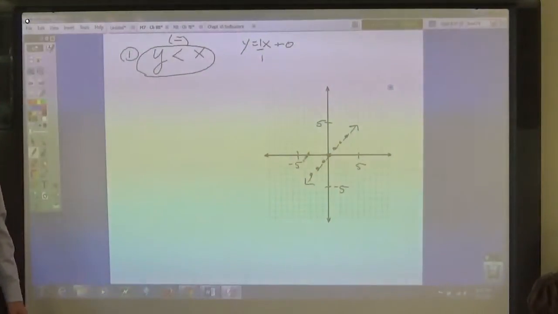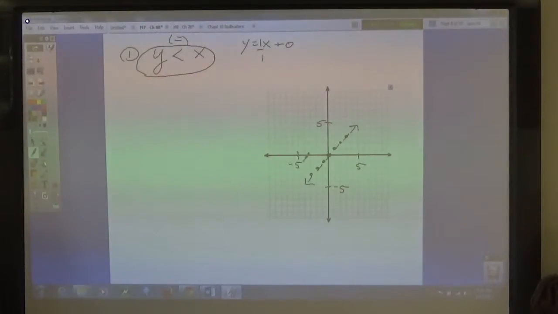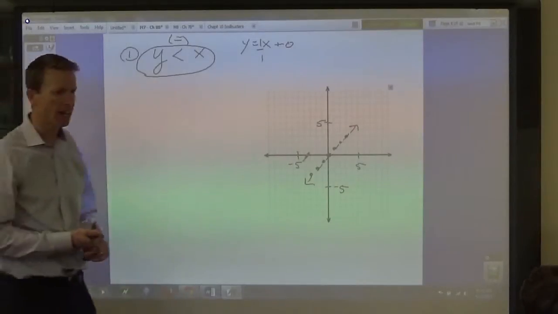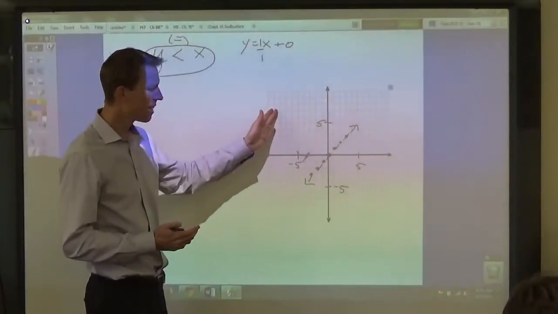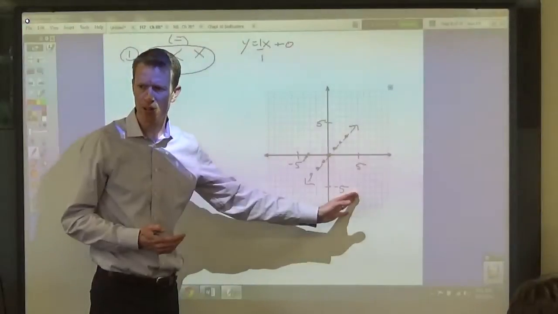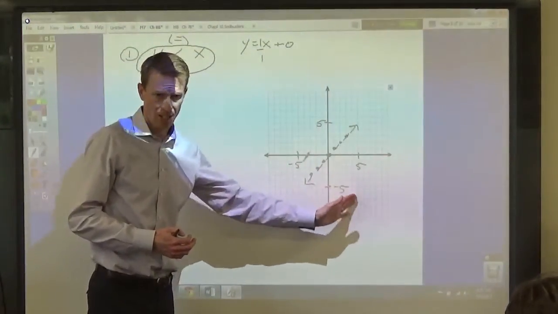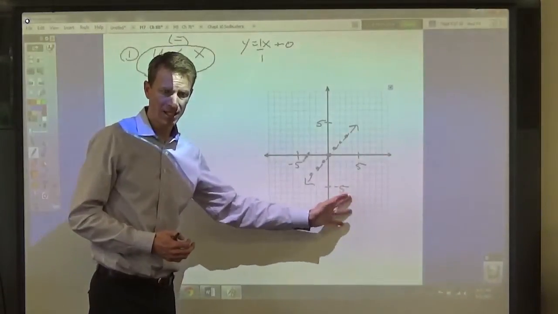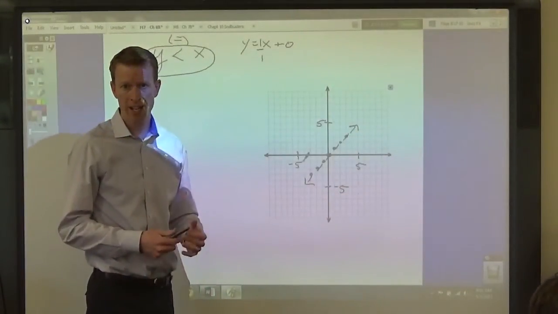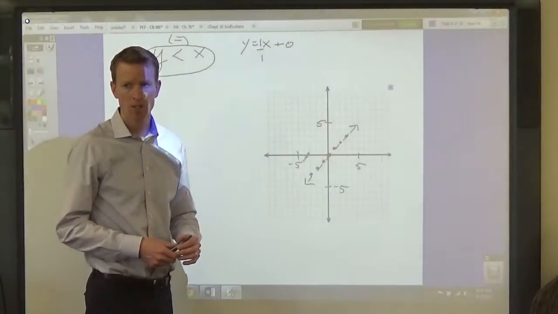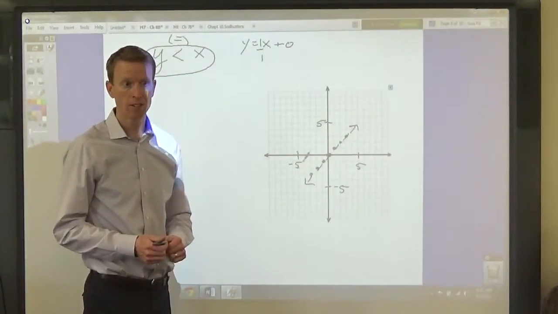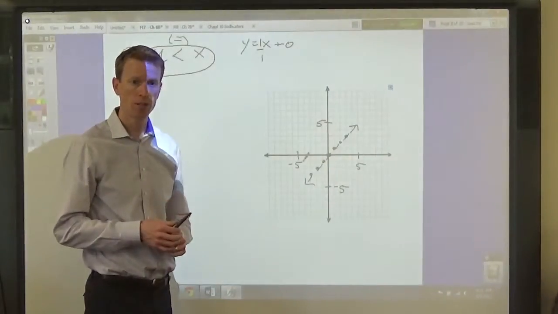Okay. Now, once we have our dashed line, we have to decide which side to shade. Okay? It says Y is less than X. But is this the less than side or is this the less than side? We don't know. This is the negative side. This is sort of a lower side. It's a negative side also. So we can't tell. We have to choose a point and put it in and see if it works.